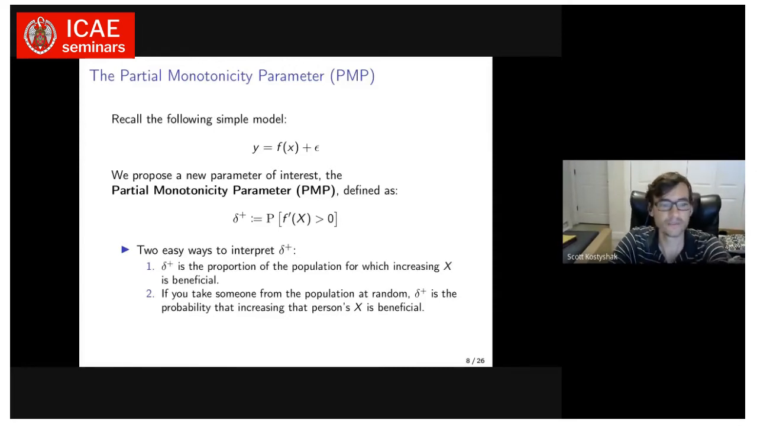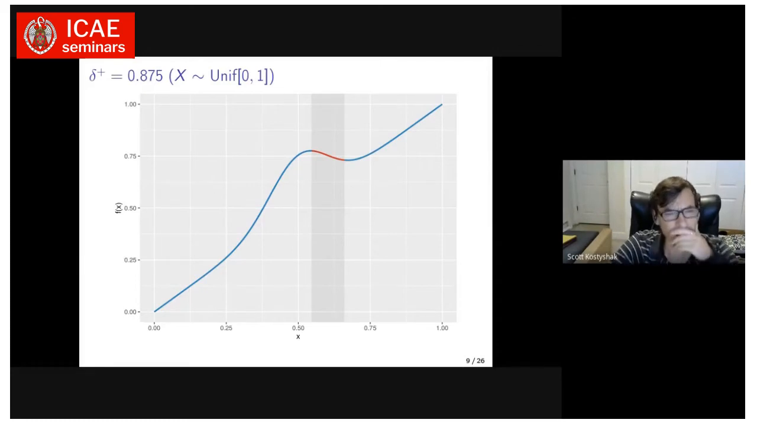So you can imagine that if this value is 1, and I'm going to show this shortly, this corresponds to pure monotonicity. Let me show you graphically how this works. This is a function that is mostly increasing, but there is a small part over which it's decreasing, colored in red, in the shaded region. So the partial monotonicity parameter in this case is 0.875, which just reflects that the function is mostly increasing. But obviously this would be rejected by a test of monotonicity, since that only picks up when the parameter is equal to 1.